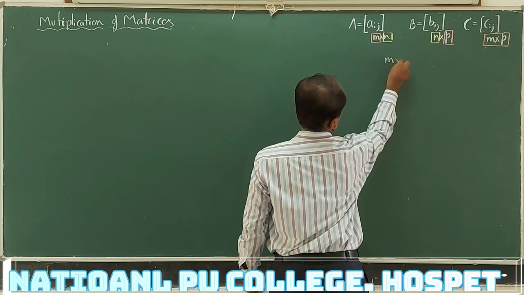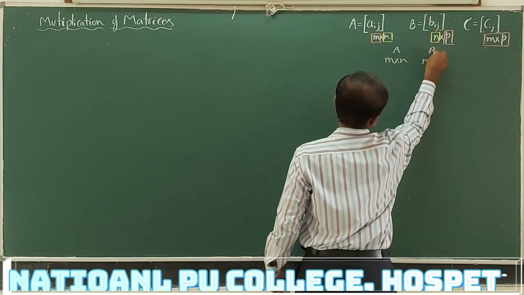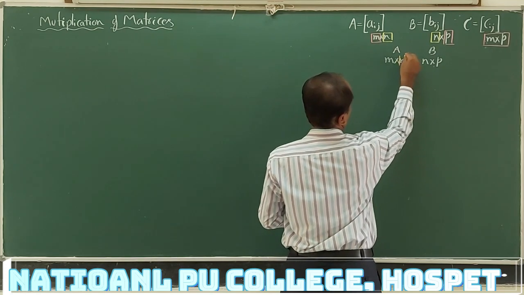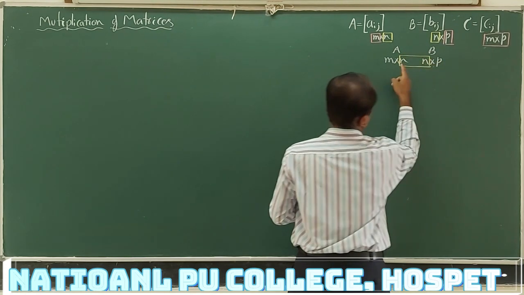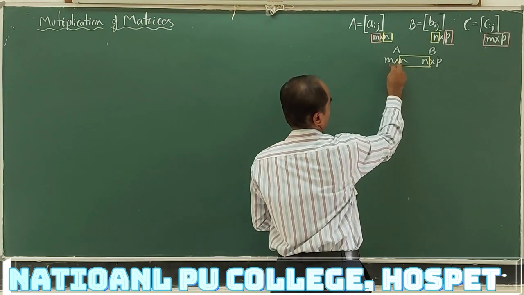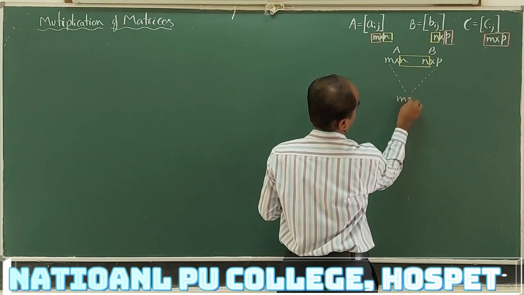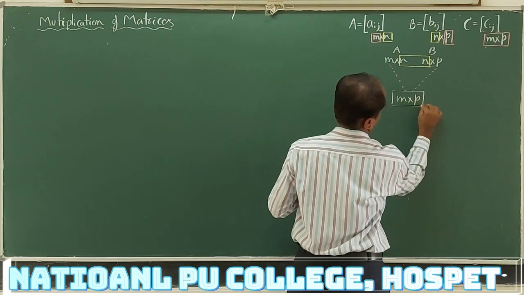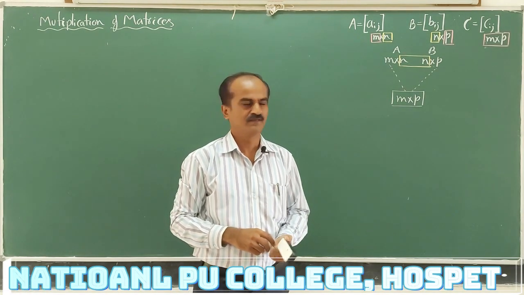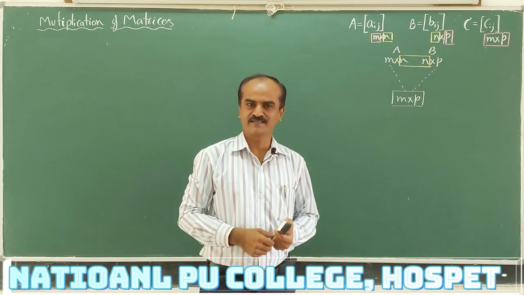A is a matrix of order m by n. B is a matrix of order n by p. Here the condition, number of columns of the first matrix is the same as the number of rows of the second matrix, is satisfied. Then the order of the resulting matrix is m by p. So you have to remember this. With this condition, let us consider examples.